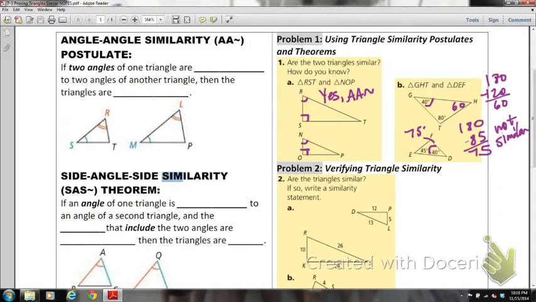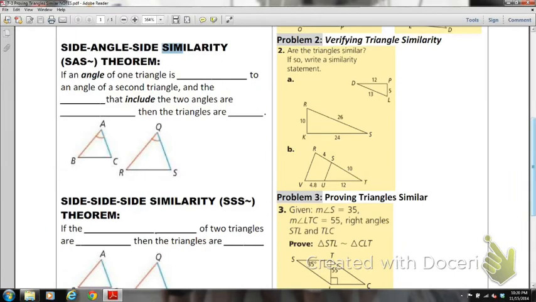Scroll down to problem number 2. In problem 2, we have a set of triangles in part A, and it asked, are the triangles similar, and if so, write a similarity statement. So it gives us lengths of sides. We don't know anything about angles, so we're going to try to use side-side-side similarity to see if all 3 sides are proportional, to see if they are similar or not.